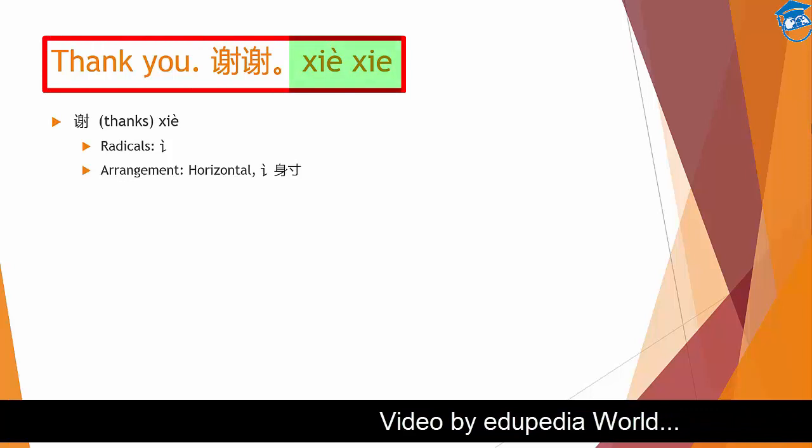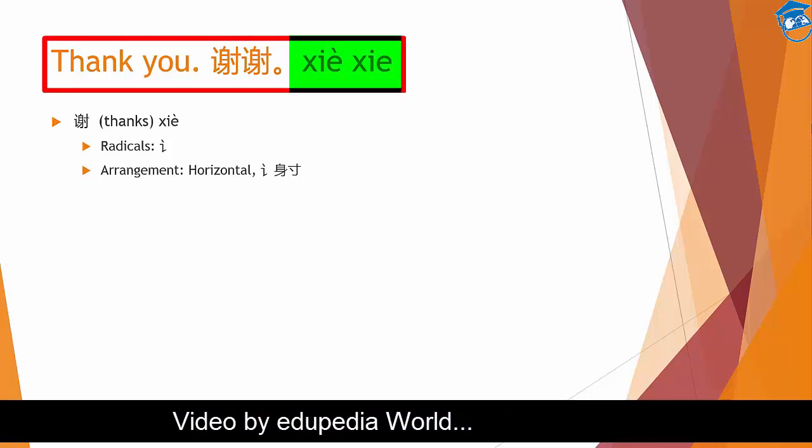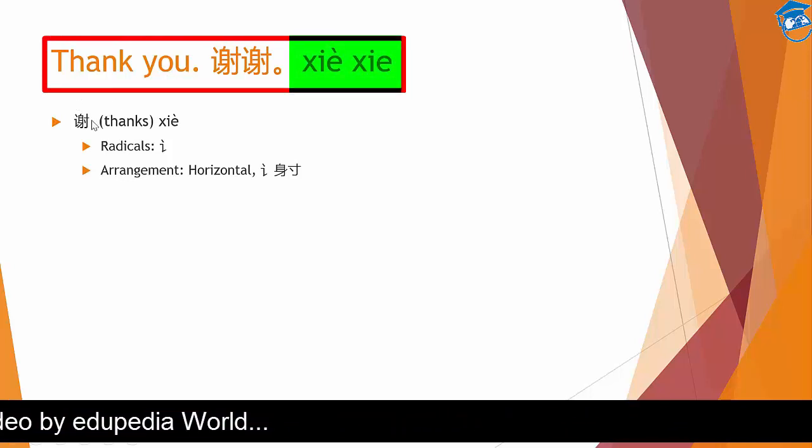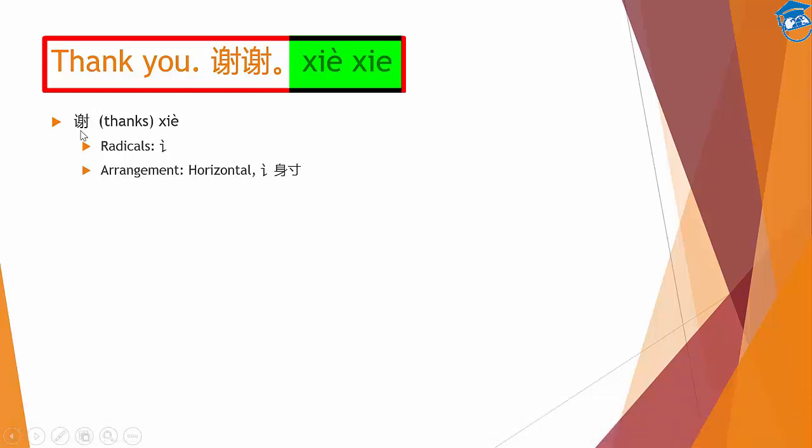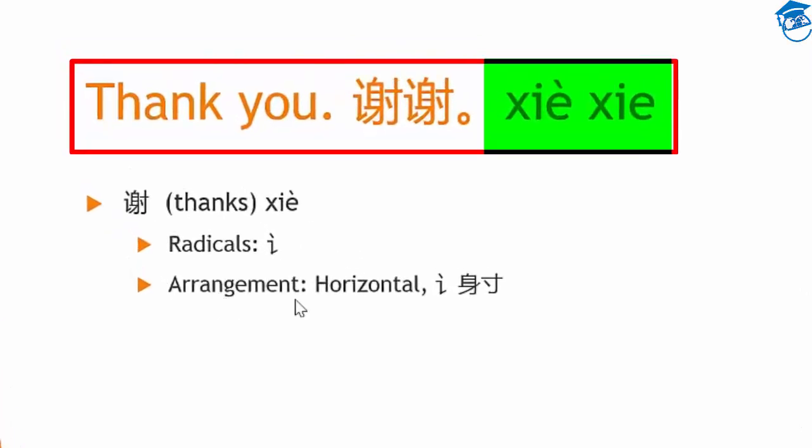In Chinese, it is 谢谢. So let's break it down. It's made of the two identical words, 谢. So this one, in this context, it means thanks. And this is a pinyin. And when it's combined together, the second word is without any tone, so you just pronounce it in a soft and light manner. This is the radical, and the arrangement is horizontal. So it consists of three components, and it's laid out in a horizontal fashion.